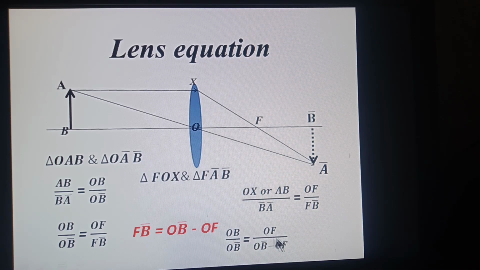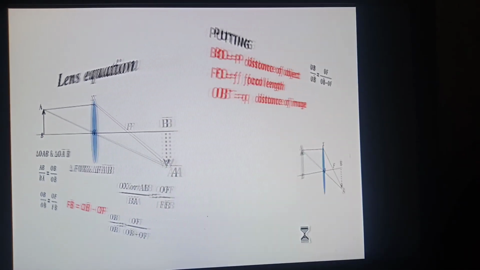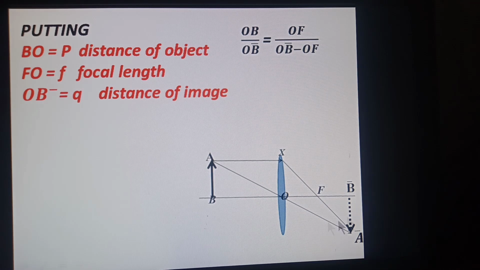Now giving these distances specific names. What are those names? BO is the distance of object and I represent it with P. You may represent it with U or any other letter as you like. But here I represent this distance of object with P. FO is the distance of principal focus from optical center. By definition, it is called focal length. So I represent it with small f. Third one is OB prime, the distance of image from the optical center or distance of image. I represent it with Q.